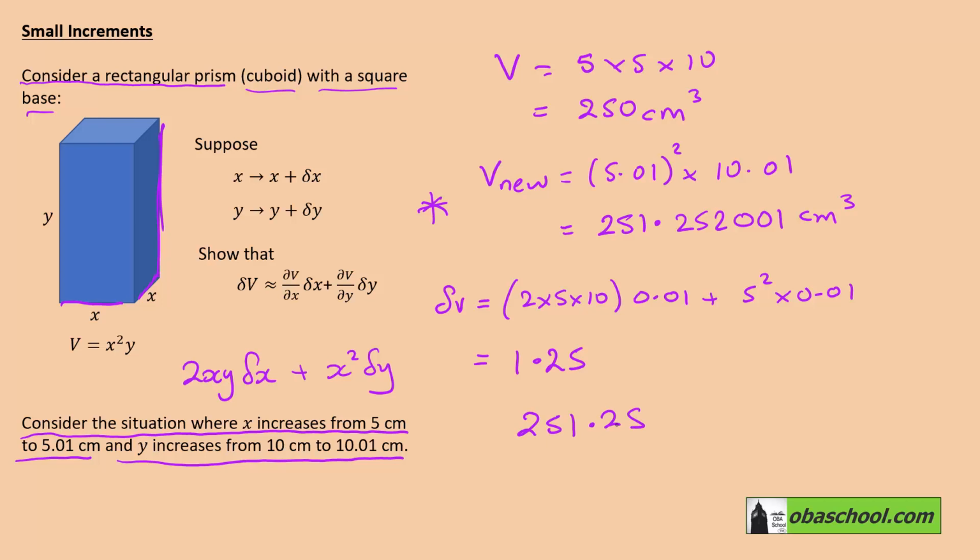And that means that the volume estimated using this formula would be 251.25. So you can see that this is the difference when we do it exactly. And those numbers are pretty small down there. This is in the thousandths column and so on. So we do get a fairly good estimate. And of course, if our increases are much smaller, the estimate will be better.